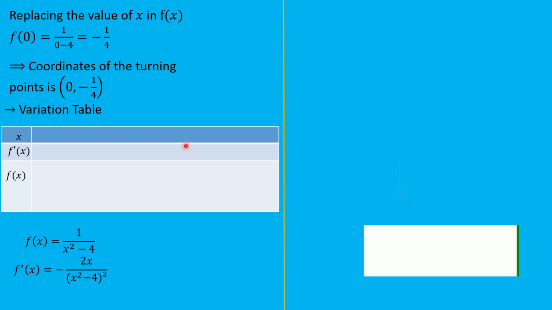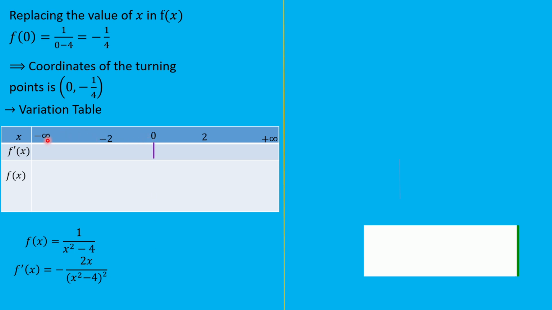Then here I lay out the domain. First of all, I have negative infinity to negative 2, from negative 2 to 2, then from 2 to positive infinity. But now there exists a turning point at x equals 0, and x equals 0 is in between this bound here. So I must have my turning point at x equals 0.